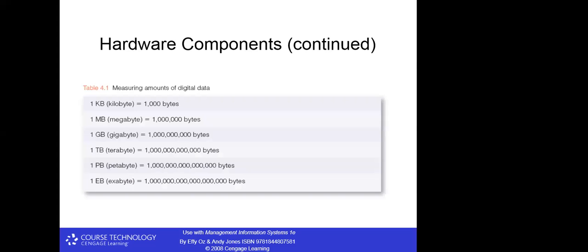Some other conversions we see: 1,000 bytes will make 1 kilobyte. That is the normal thing that we know along the line, our conversion table. Then we have the next unit, the megabyte, and a megabyte is 1,000 kilobytes. That means 1 million bytes. We have the gigabyte, 1,000 megabytes, terabyte, 1,000 gigabytes, petabyte, 1,000 terabytes, and then exabyte, 1,000 petabytes.